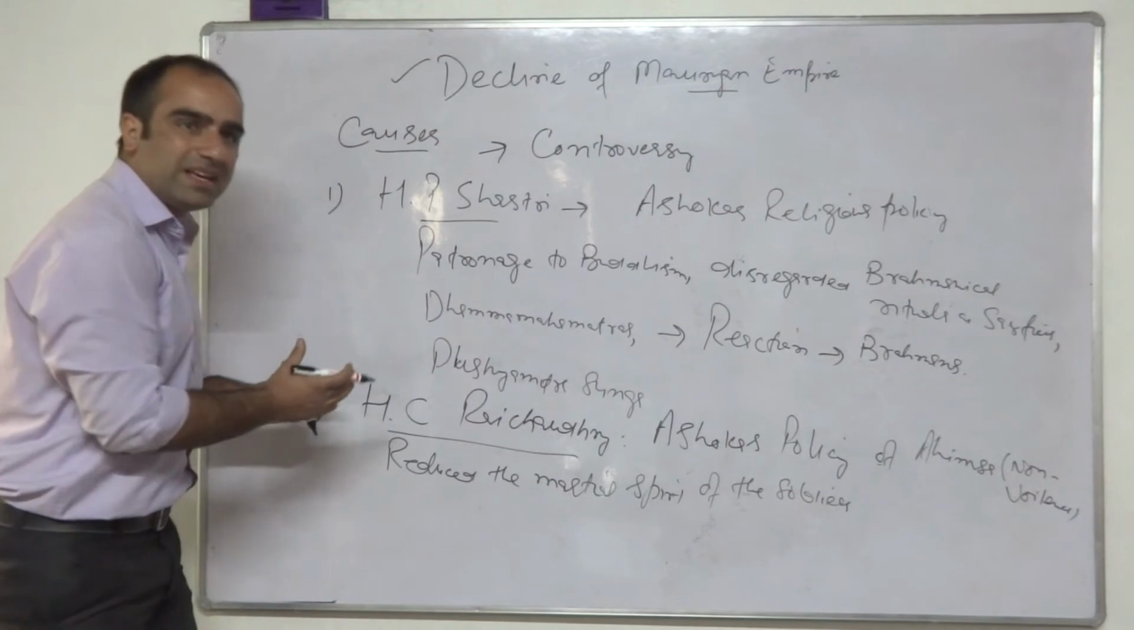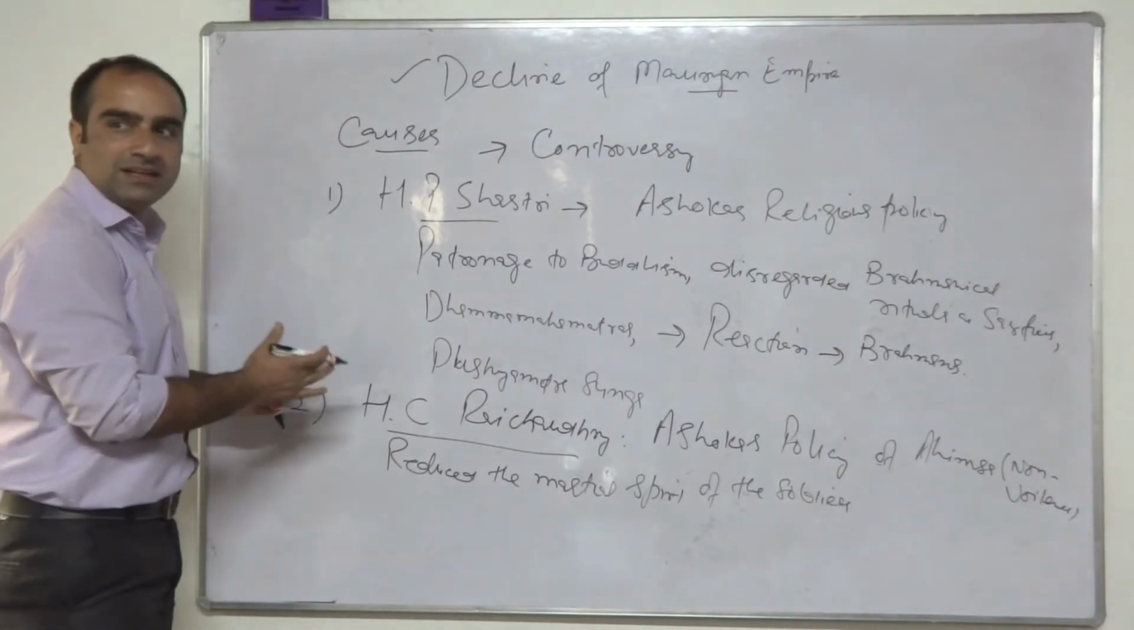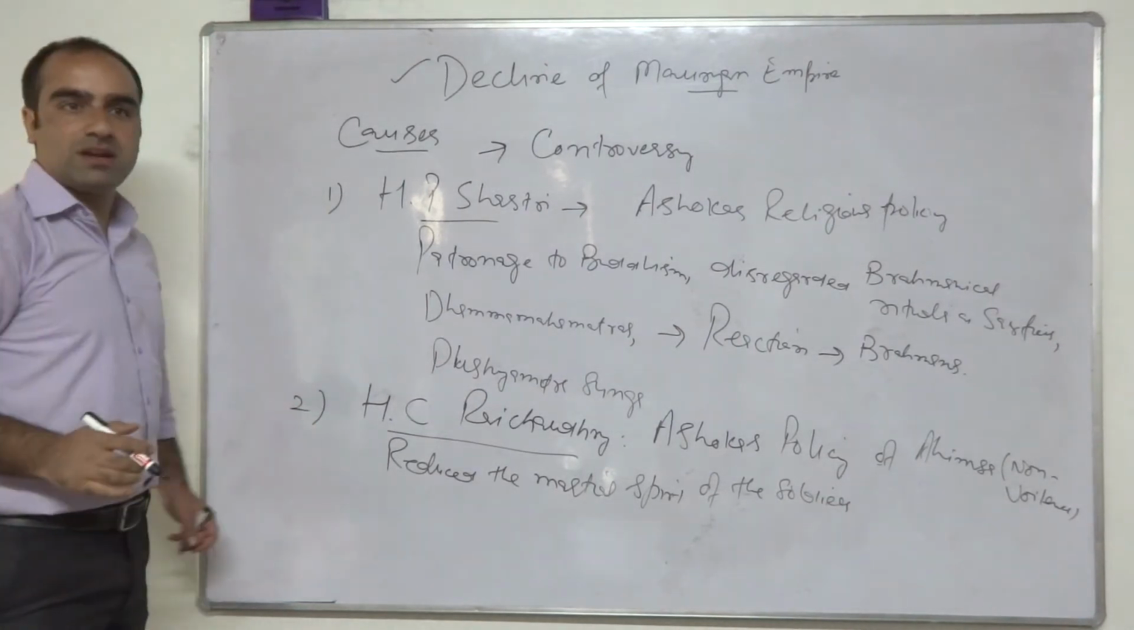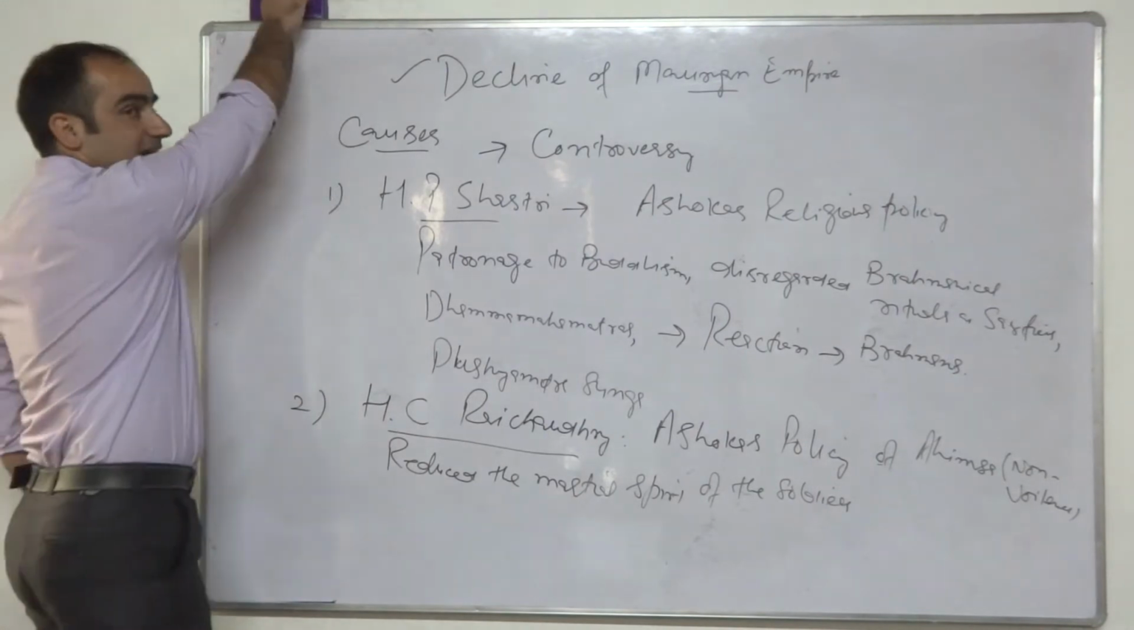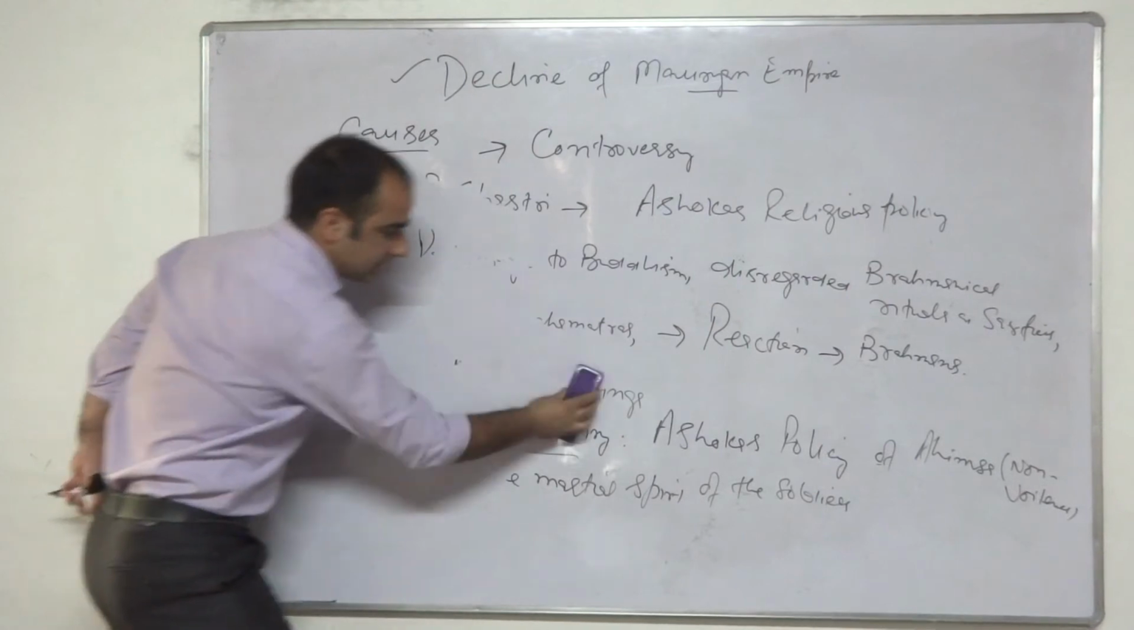So due to this policy of non-violence, this army became redundant, and this led to the decline and the collapse of the Mauryan Empire. This is the viewpoint put forward by H.C. Raichaudhary. So these are two viewpoints.